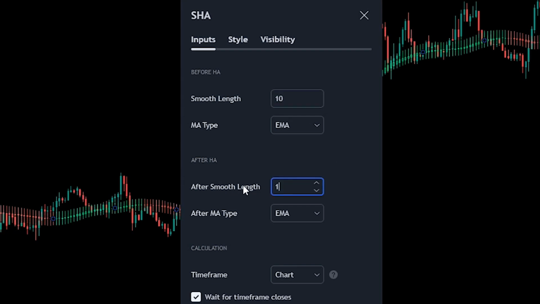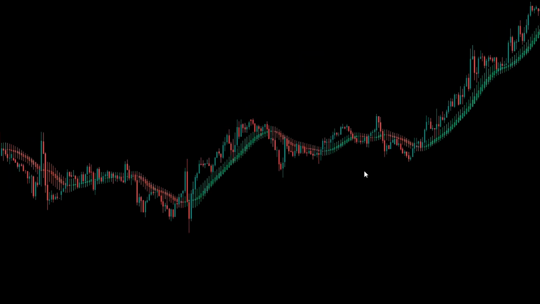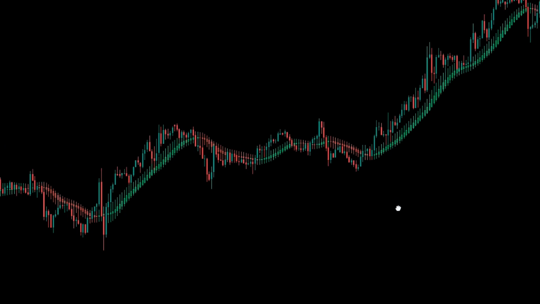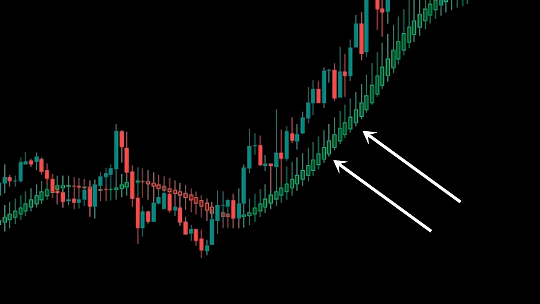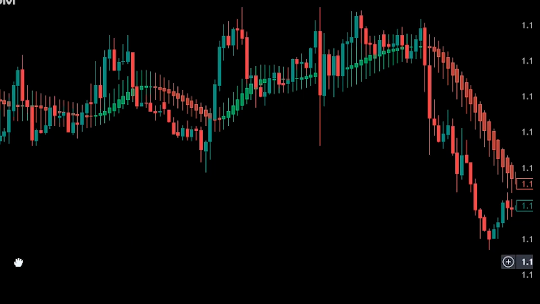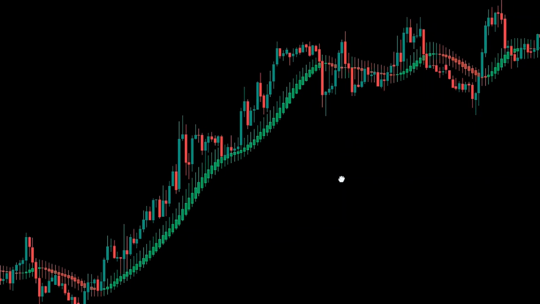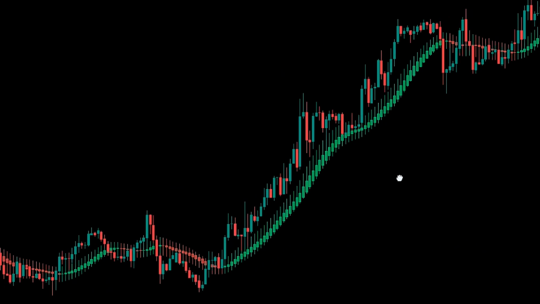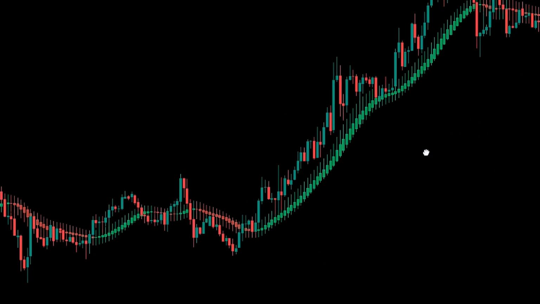How to work with Smooth Heikin Ashi. Now we come to the main question: how do we work with this indicator? Traders using this indicator should pay close attention to two aspects: the color of the candles and the size of the candle bodies. Green candles indicate a bullish trend, while red candles signal a bearish trend. Candles with large bodies suggest strong buying or selling pressure. When we are in a strong uptrend or downtrend, the candles will be large and full-bodied in that direction, and as we approach the end of the trend, the candle bodies will become smaller.